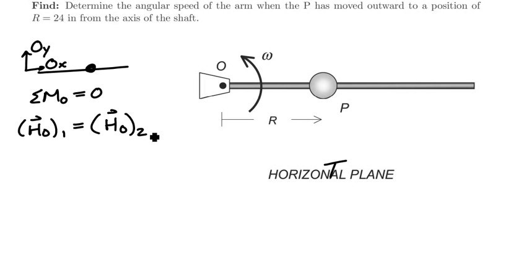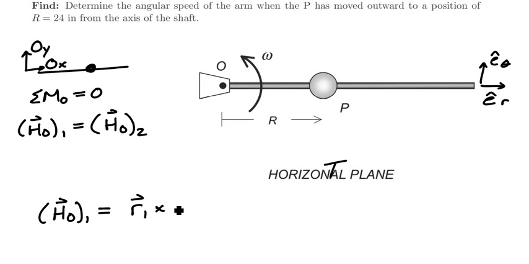In this regard, what we can say is that h about O at state 1, which is a quantity we can compute, has to equal h about O at state 2, which again is a quantity we can compute. To help us out in doing that, I'm going to define a coordinate system. I'll call e sub r radially outward, and e sub theta perpendicular to that in the direction of increasing angle. And so if I do this, I'll have that h about O at state 1 is going to equal r1 cross m times v1. And if I do some substitution here, r1 is going to be the initial distance, which I'll call big R1 in the e sub r direction.